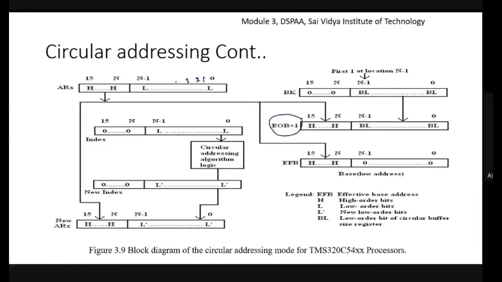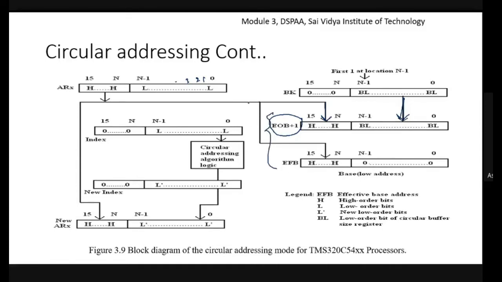End of the buffer plus 1 is equal to the higher order words of the ARX register, which will be copied directly as it is, and the lower significant bits of the circular buffer size register will be copied as it is. I'm copying this content as it is. From where to where does it start? What is the buffer size? Here it starts from the effective address of the buffer.